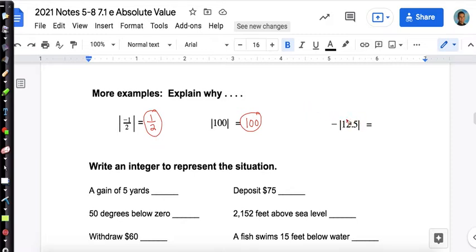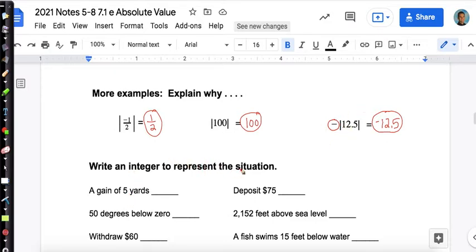Now look at this last one. This last one's a little bit tricky. So the absolute value of 12.5 is 12.5. However, that is not the answer to this one because if you look right here, there's a negative. So when there's a negative outside of the absolute value, that will make the value negative. So I know we said the absolute value of a number is always positive, and that was true. But what made it negative is because there was a negative outside of the absolute value symbol, which means we have to multiply it by -1. So that's why our final answer here is actually negative 12.5. Okay, so that one's a little bit tricky.